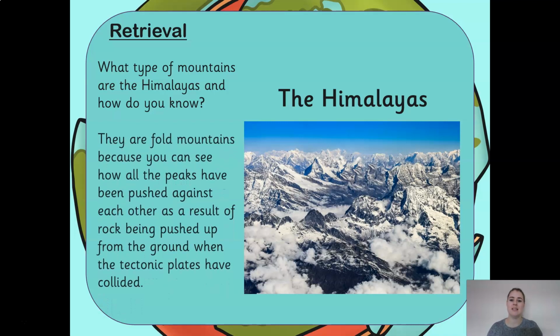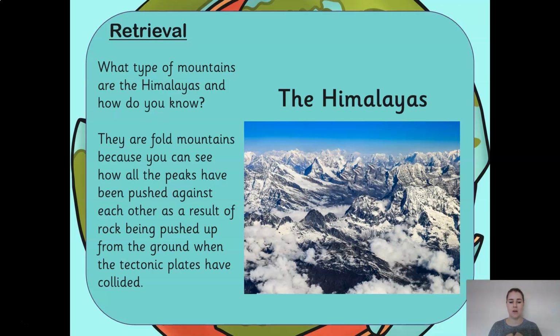Okay, so the Himalayas are actually fold mountains. Now we can see this because all the different peaks point in different directions, and that means that all the peaks as they've come up through the surface have pushed against each other, and this is as a result of that rock being pushed up from the ground where those tectonic plates have collided.